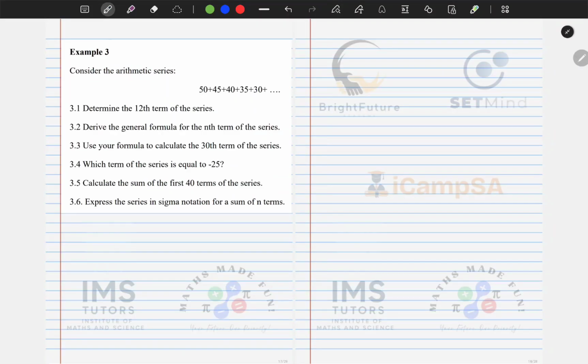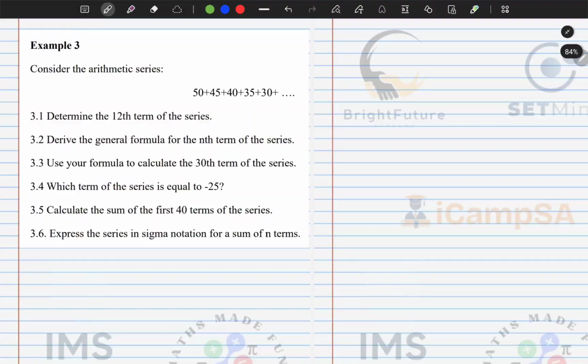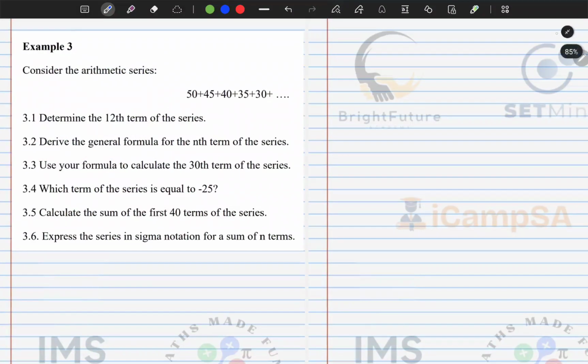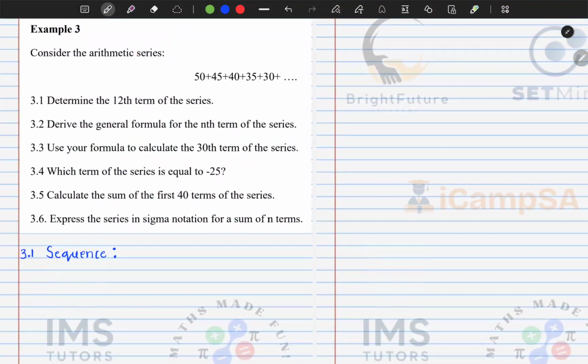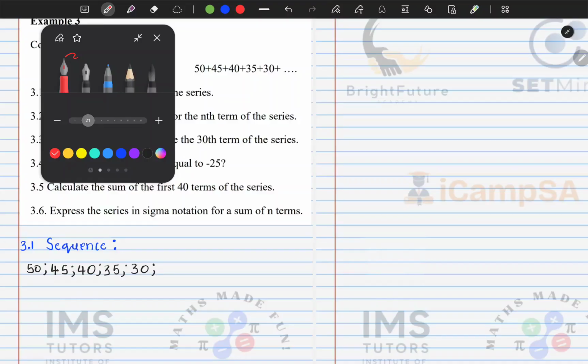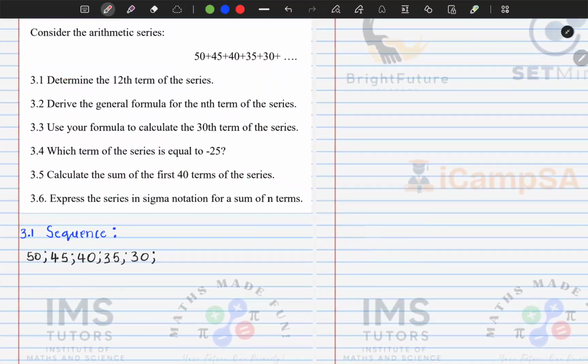So next, let's have a look at this question where they require us to determine T12, and we are given 5 terms. What I'm going to do is write this as a sequence. By sequence, all I mean is that I'm going to eliminate the pluses because it is currently a series. So I'm going to have 50 and so on.